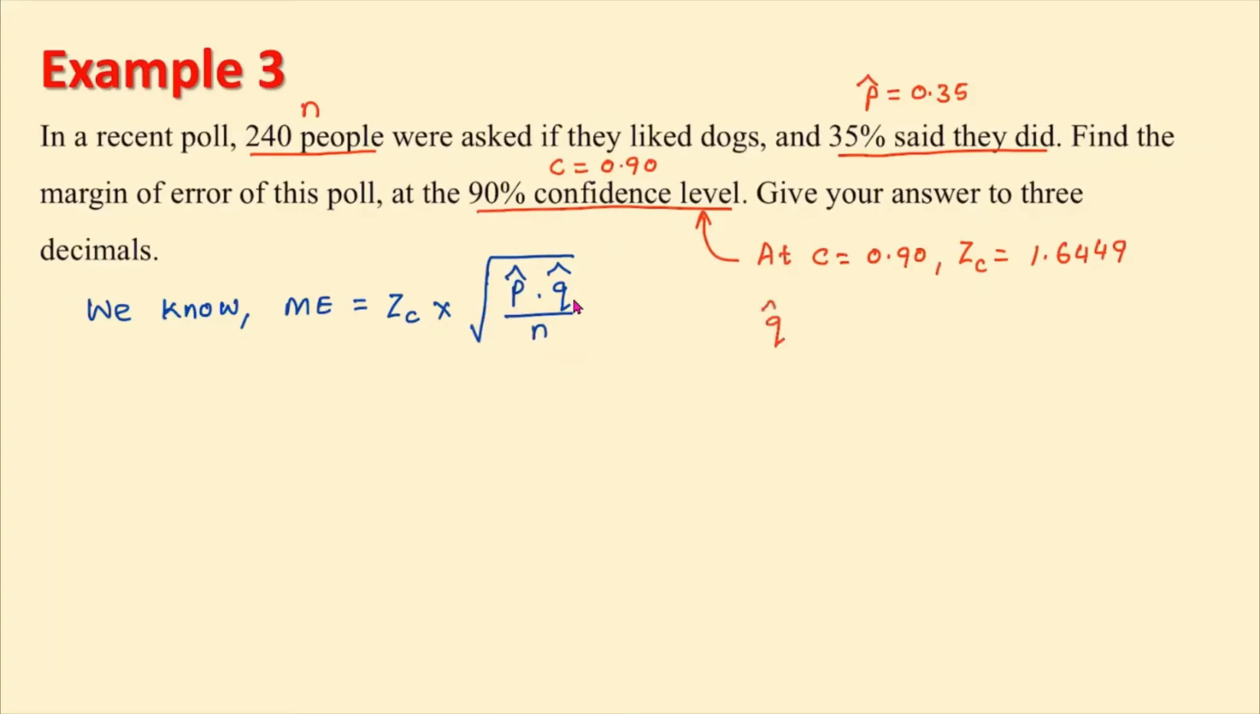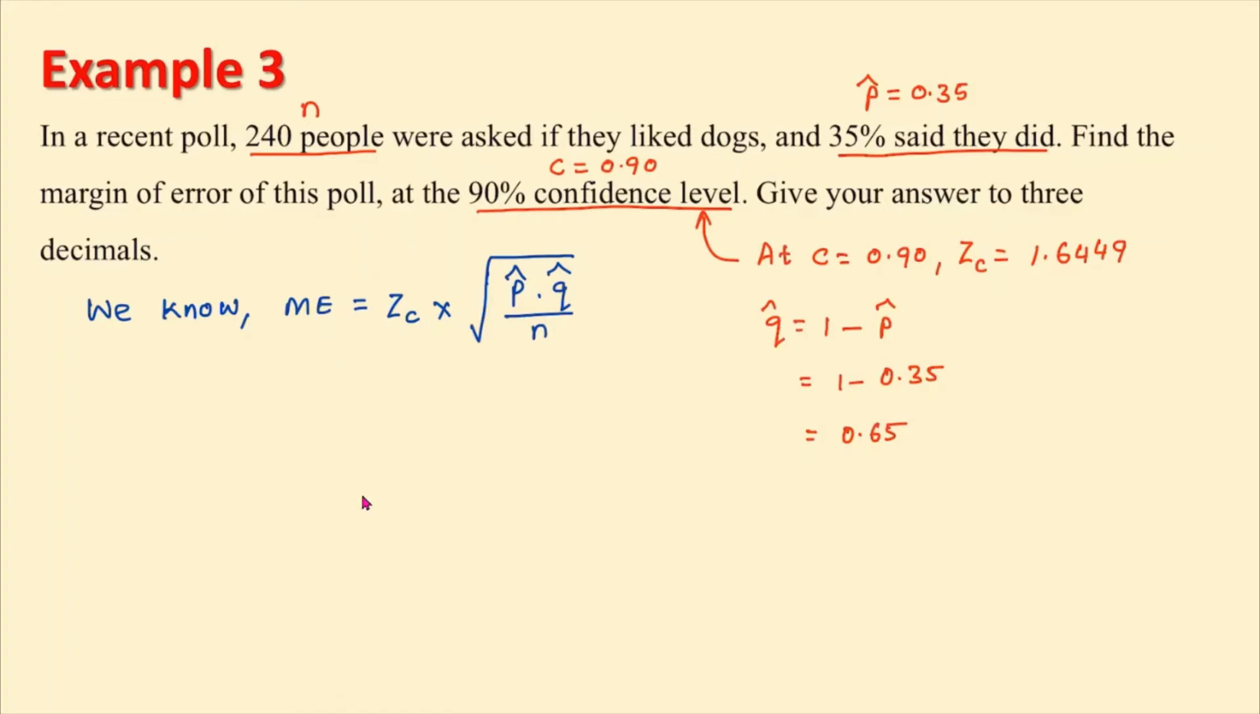Q hat is 1 minus P hat. So that is equal to 1 minus 0.35, which should be equal to 0.65. So now we have a Z critical, we have P hat, which is here, we have Q hat, which is here. N is given as 240.